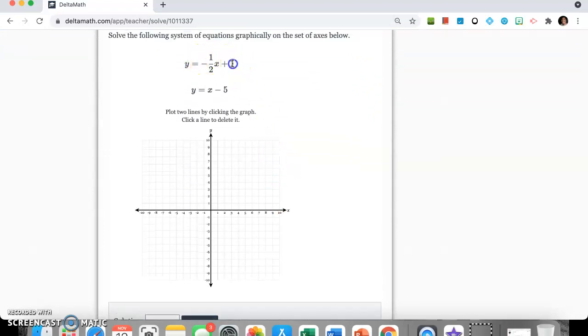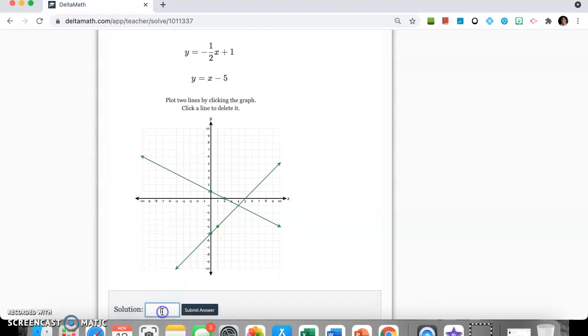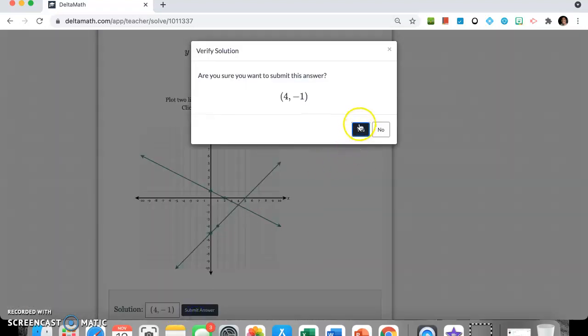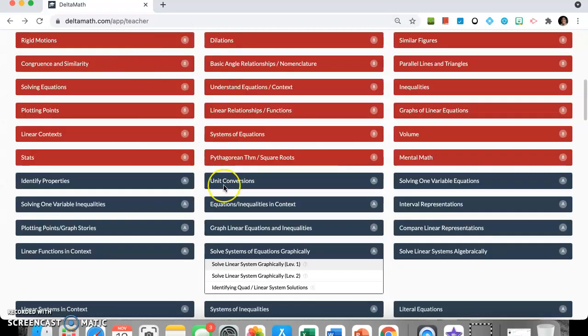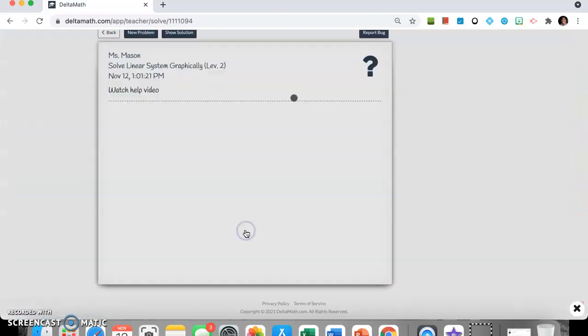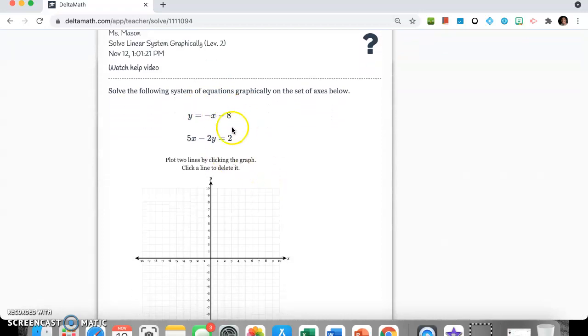Right here, my y-intercept is 1. My slope is -1/2, so I go down 1, right 2. My y-intercept here is -5, and my slope is +1/1, so up 1, right 1. And I notice they intersect right here. So my solution, my intersection point, is 4, -1. And I'm going to hit submit. And that's my answer. Let's look at level 2, which is just in standard form also.